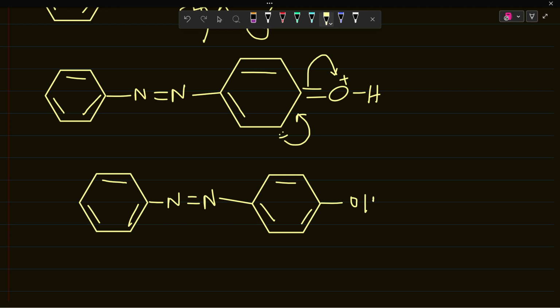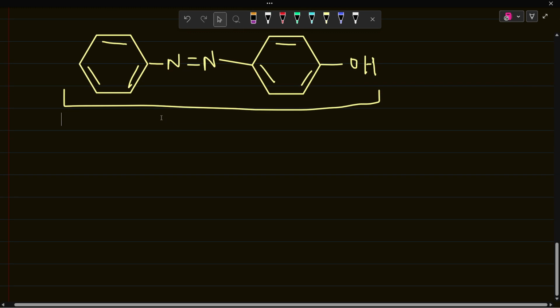Now here you can see our azo compound. It has been formed. Fine. This H is also present. So this is our azo compound. Let me write it down. So what is the product of this coupling reaction? It is azo compound. Fine.